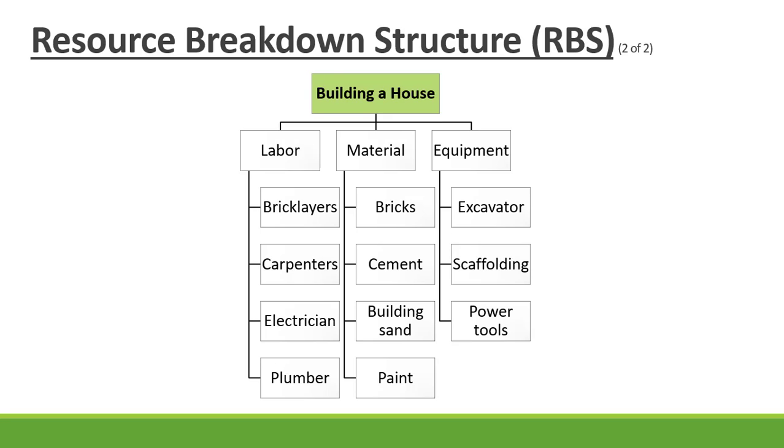Again, on building a house, we might have our labor, material, and equipment resources. Under labor, we might have bricklayers, carpenters, electricians, and plumbers. Material might be bricks, cement, building sand, paint. And then equipment can be an excavator, scaffolding, or power tools.